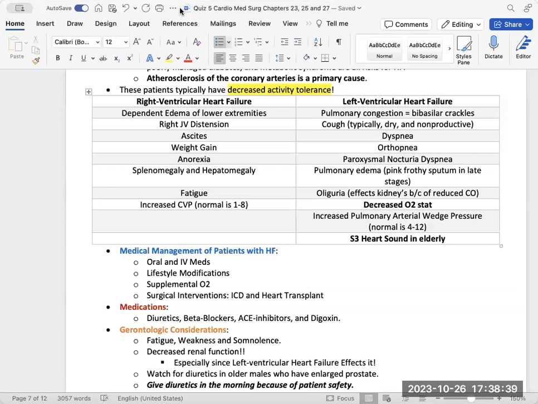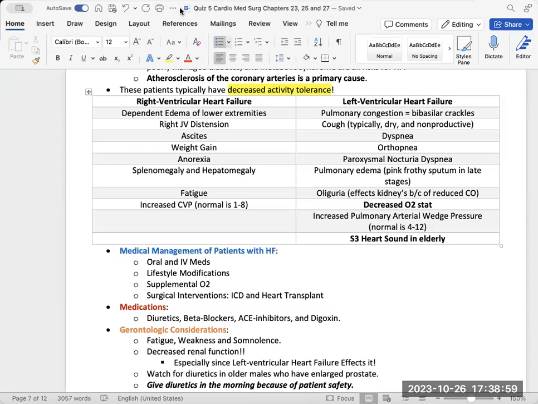Oliguria. So the reason you get oliguria, but mainly, if you can't remember much, know that left-sided causes respiratory symptoms. So any sort of respiratory symptoms that you see on a select-all-that-apply or anything, go for them because that indicates left-sided. If the question asks about left-sided heart failure symptoms, go for all the respiratory ones.